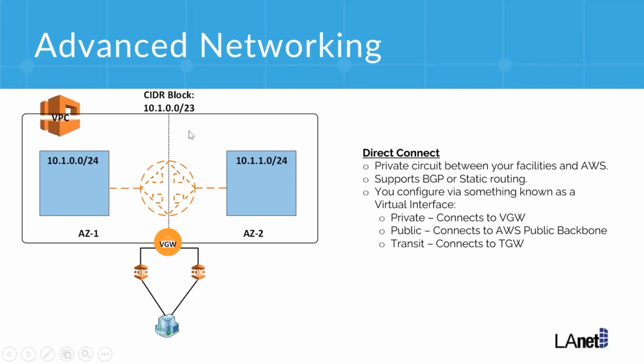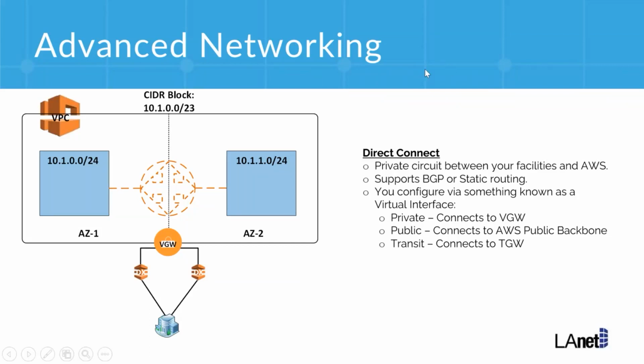So the first item on advanced networking would be Direct Connect. And this is kind of what it sounds like. It's a direct private dark fiber circuit between your routing device and AWS. So maybe you've got a data center and that data center may provide Direct Connect services into AWS. You would just order the Direct Connect circuit through the AWS console. They would run the fiber over to your cage. You would plug in the optics, hook it up.